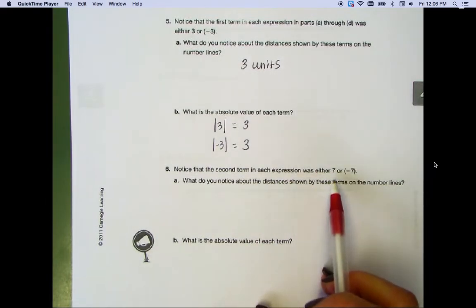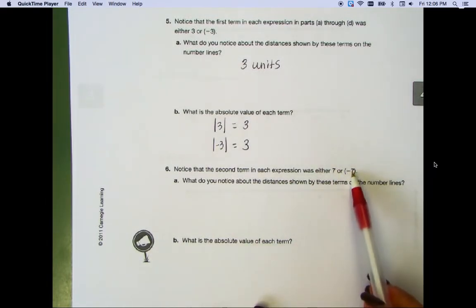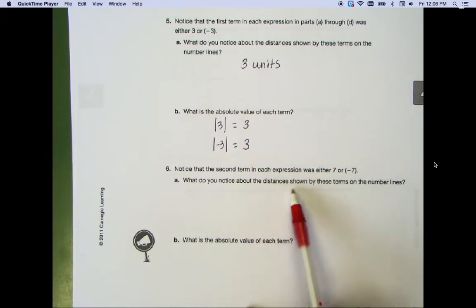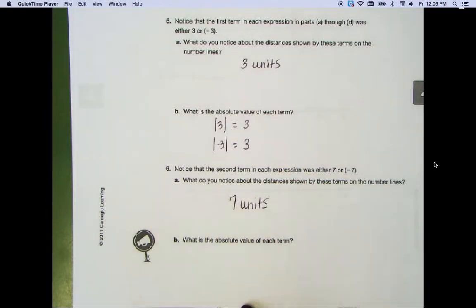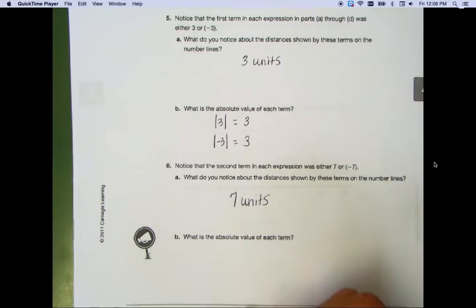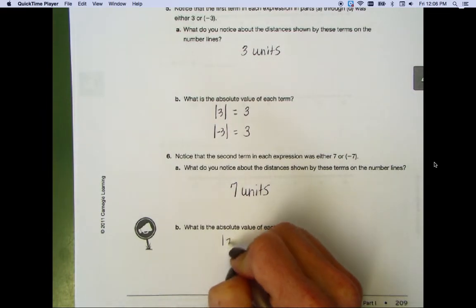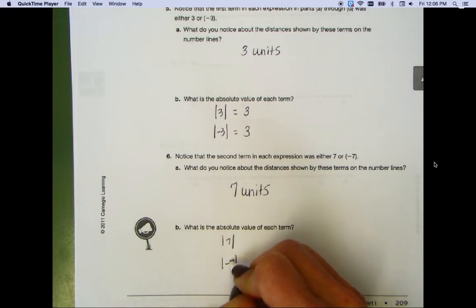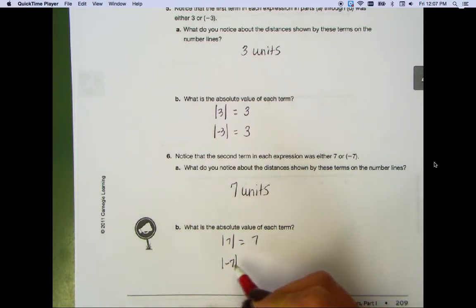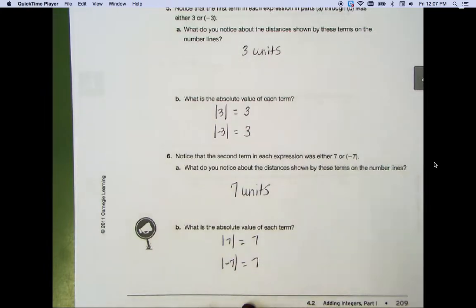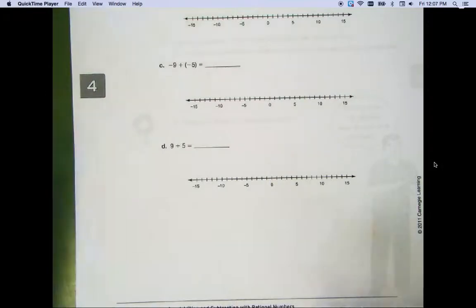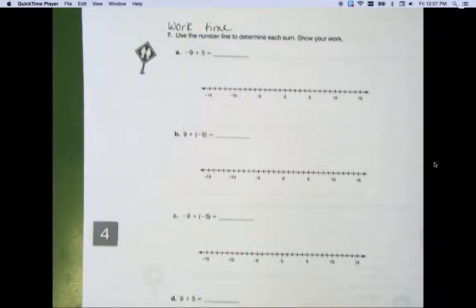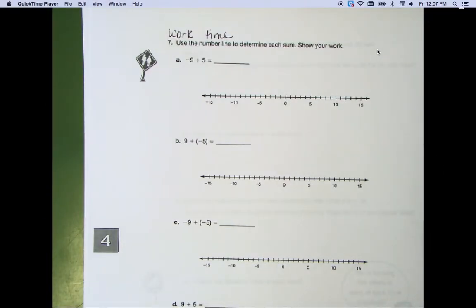Notice that the second term in each expression was either we were adding 7 or we were adding negative 7. So what do we notice about the distance shown by these terms on a number line? We moved 7 units again. Sometimes left, sometimes right. What's the absolute value of each? The absolute value of 7 is 7. The absolute value of negative 7 is also 7. Okay, this is where we will start our work time and end our mini lesson.